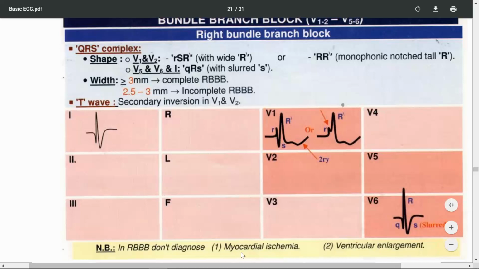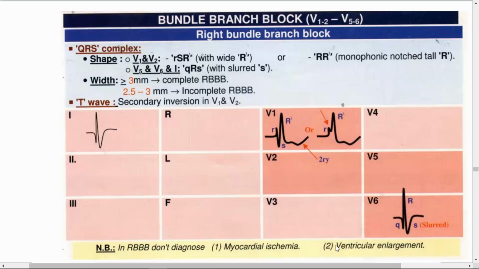So in right bundle, don't diagnose myocardial ischemia and ventricular enlargement, right ventricular enlargement. Why? Right ventricular enlargement will show a long R in V1. So this long R in V1 is caused by bundle branch block.